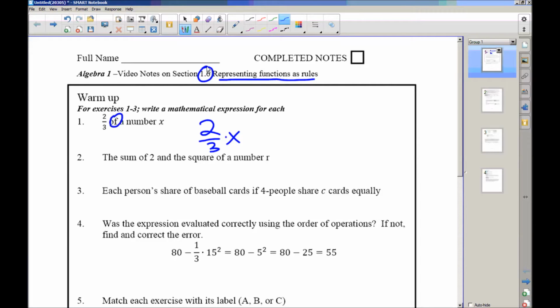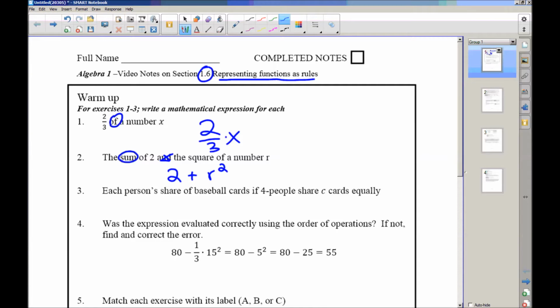Okay. The sum of 2 and the square of a number r. So the sum translates into an answer to an addition problem. So we go forward and find "and," replace that with a plus. On one side of the "and" was the 2, and on the other side was the square of a number r. So we write r squared.